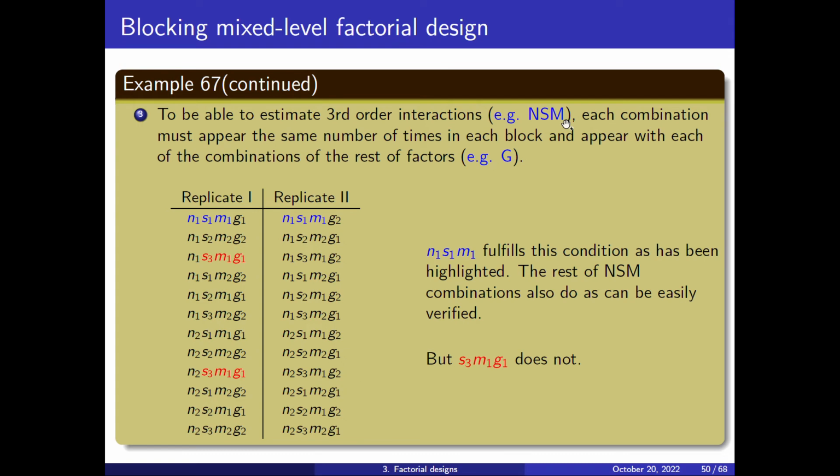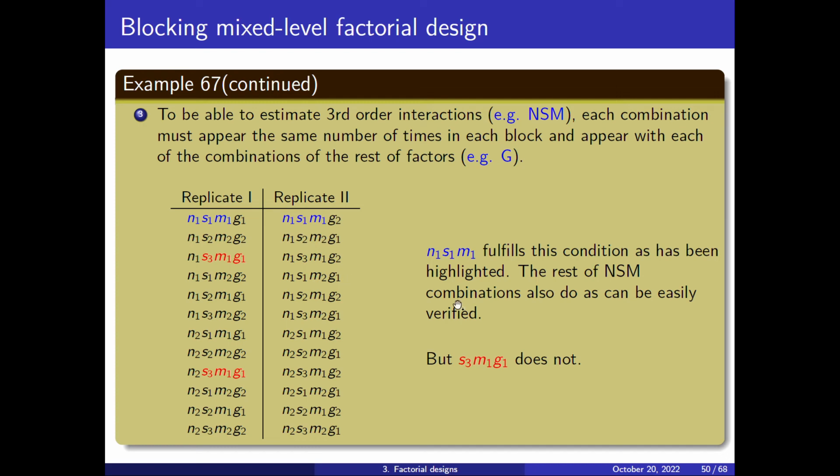And for the third order interaction, the condition is all the time the same. So each combination must appear the same number of times in each one of the blocks. So for instance, here we have N1, S1, M1 appears only once in each one of the blocks. And so NSM we will be able to estimate, and it must appear with each combination of the rest of factors. So N1 S1 M1 appears with G1, and it also appears with G2.